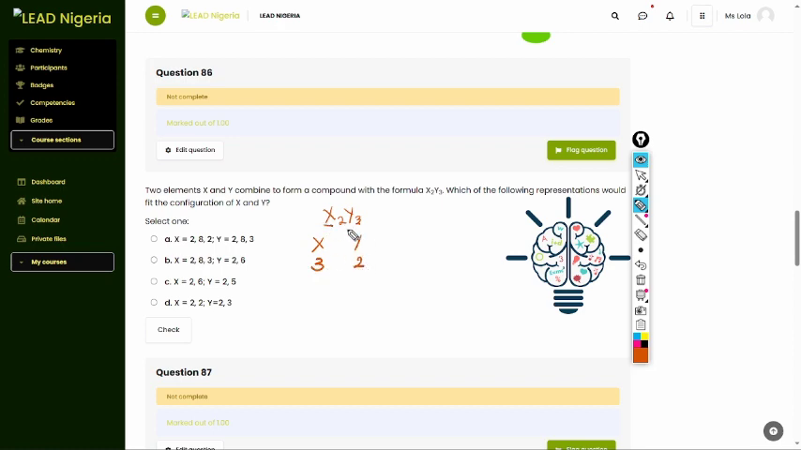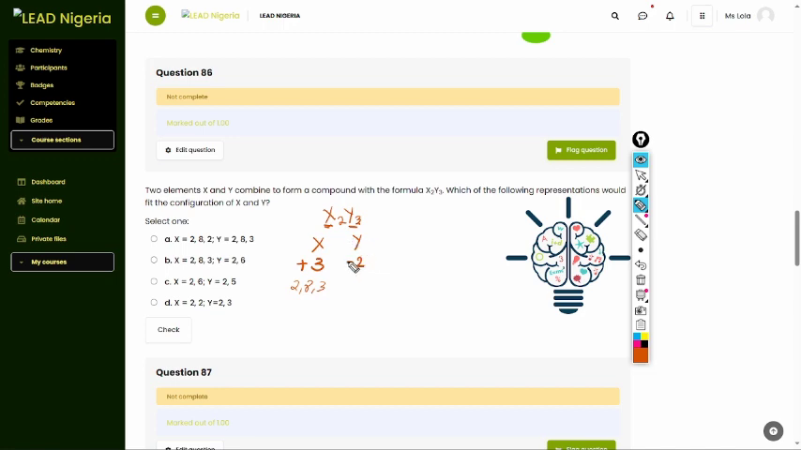Now the cation is written before the anion. So the cation, which is the positive ion, is X, which means this is plus 3. The anion is Y, which is minus 2. Okay, so what this means is that X loses 3 electrons. So it has 3 electrons in the outermost shell. So for it to have 3 electrons in the outermost shell, when you're writing the configuration, it has to end with a 3. So possibly 2, 8, and 3, so that it loses these 3 electrons to form a compound.